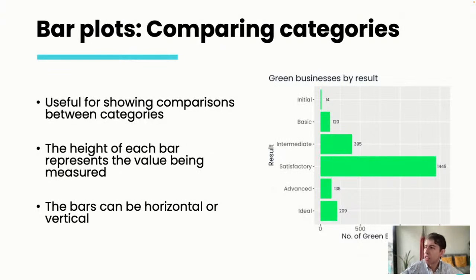So in this case, I counted the number of green businesses by each of the possible instances of the result variable and created this plot. The main takeaway: most of the green businesses in this dataset are graded with a satisfactory result or satisfactory performance.